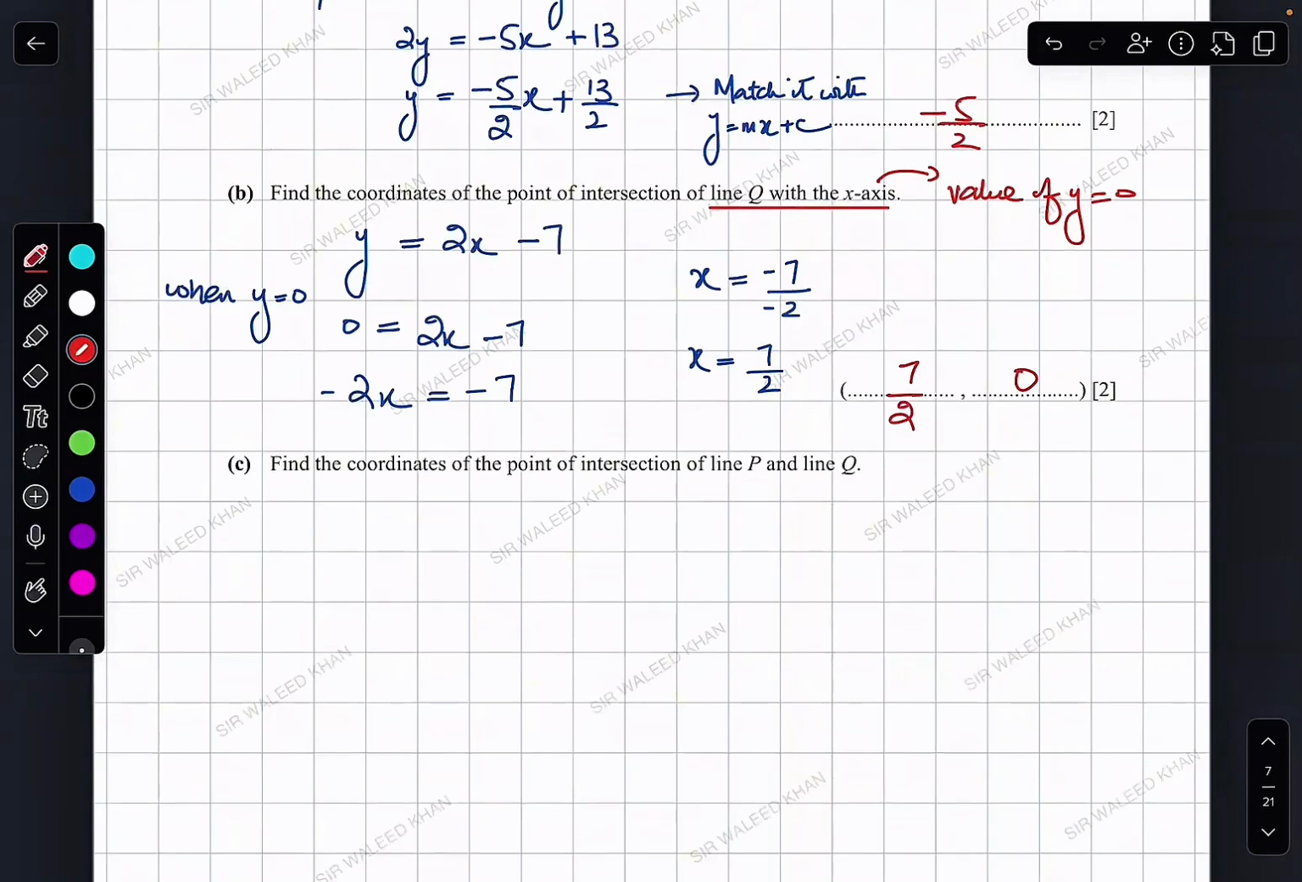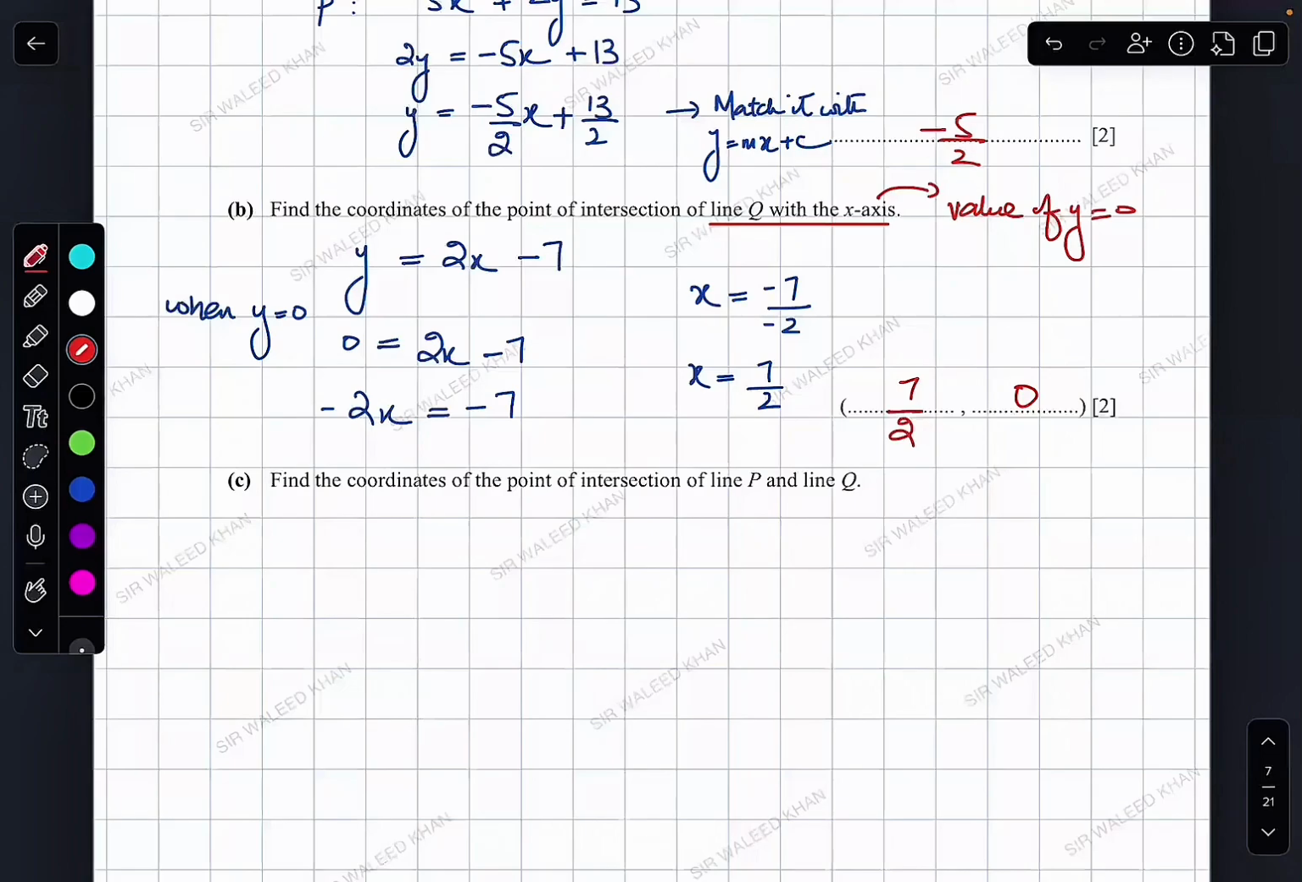Find the coordinates of the point of intersection of line P and line Q. So whenever, as we discussed in the lecture as well, whenever two lines intersect, the solution lies at that point. Okay, solution lies where the lines intersect. Let me write it again. Solution lies where the lines intersect.